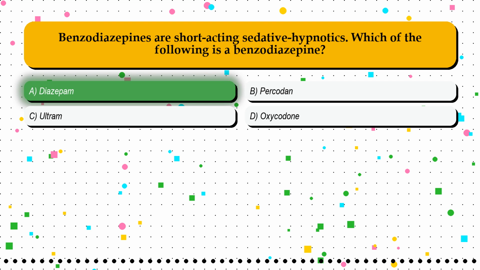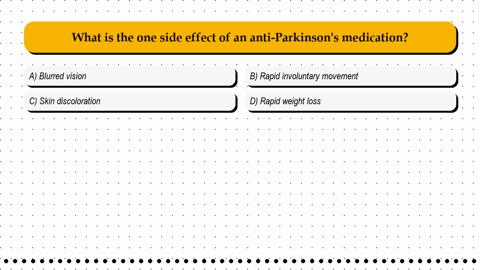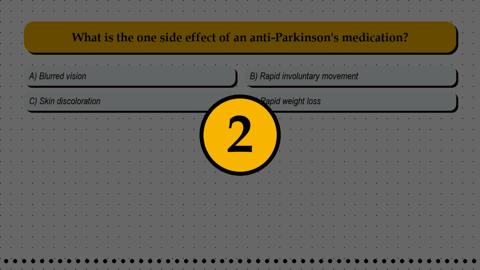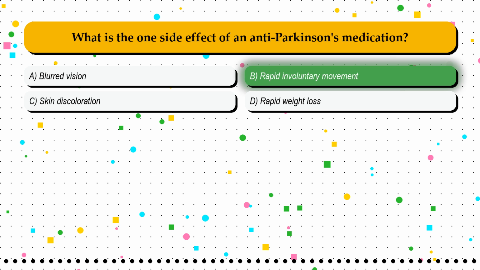Diazepam. Question 166. What is one side effect of an anti-Parkinson's medication? Option A. Blurred vision. Option B. Rapid involuntary movement. Option C. Skin discoloration. Option D. Rapid weight loss. The correct answer is option B.